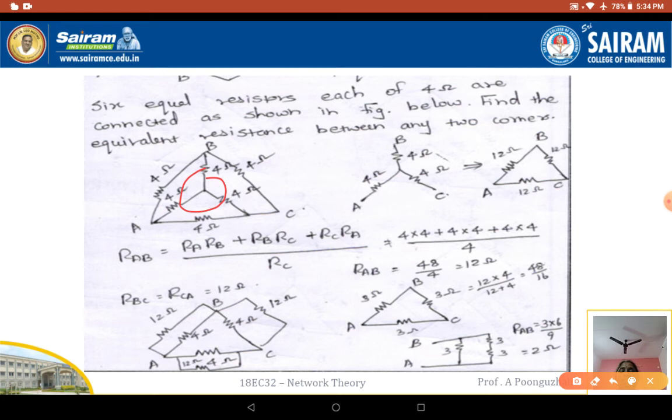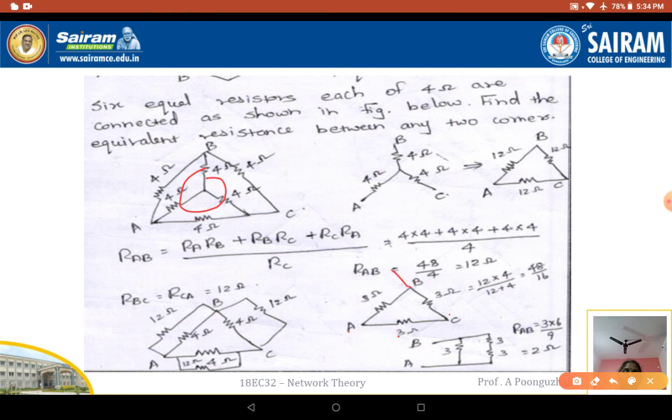So here in this case, my circuit will get simplified like this, and I want to find out the equivalent resistance of 6 equal resistors between two corners, between AB or between BC or between AC. So now this is the equivalent circuit. If I want to find out between AB, these two resistors are going to be in series. So 3 plus 3, totally 6 ohms.